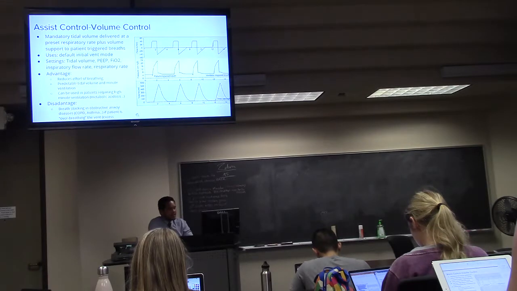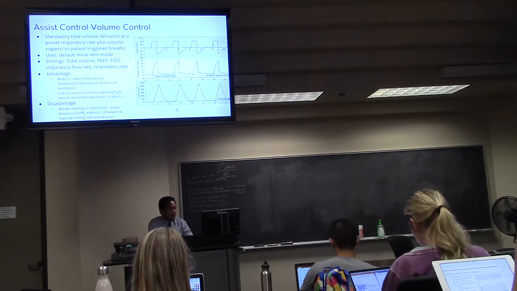The disadvantage is that in patients with asthma and COPD, you can give way too much, and the patient can trigger the vent themselves sometimes also, because you don't necessarily have to completely sedate or paralyze these patients.